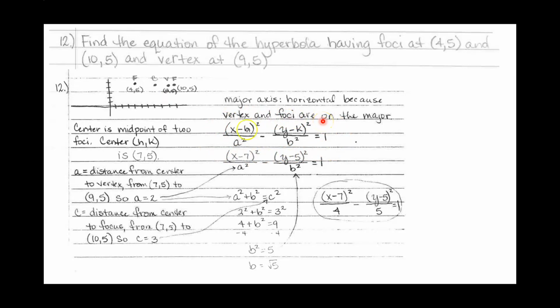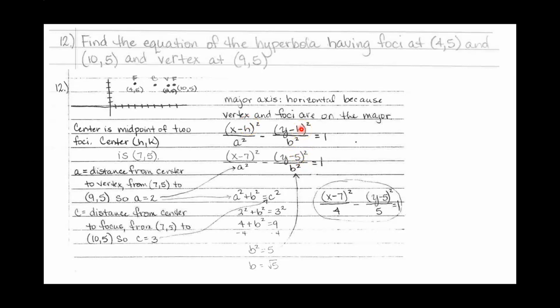And what I need is H, K, my center, and then A and B. So let's start with the center. Your center is going to be halfway between your two foci, like the midpoint of those two foci. So halfway in between 4 and 10 is going to be 7. So from 4 go over 3, from 10 go back 3. In either case, we're going to be at (7, 5). So let's put 7 in for H and 5 in for K.